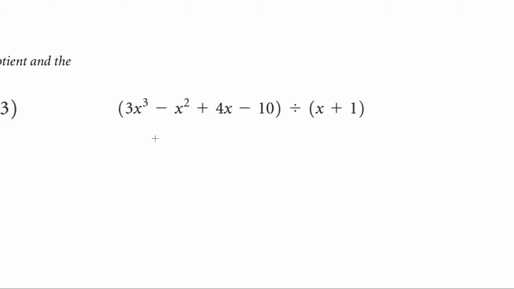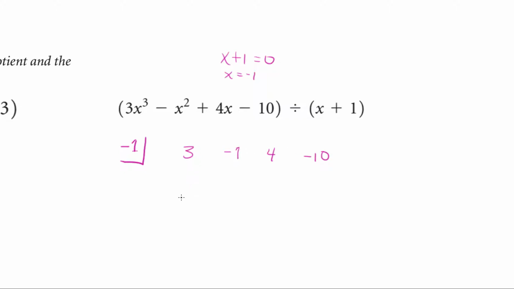Now, what you're going to do is solve for the linear equation. So x plus 1 equals 0. That means that x equals negative 1. That number that you get is the number you're going to write inside the little box. Okay? This is a negative 1. Now, outside the box, you're going to write all the coefficients of the polynomial you're dividing, in order. So 3, negative 1, 4, negative 10.